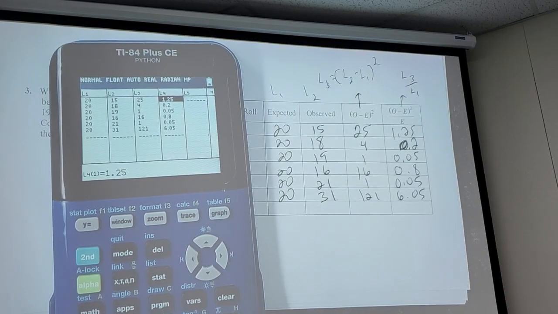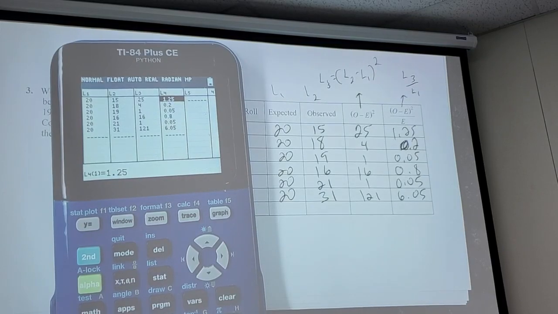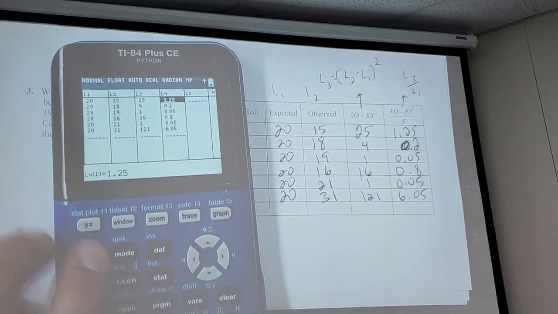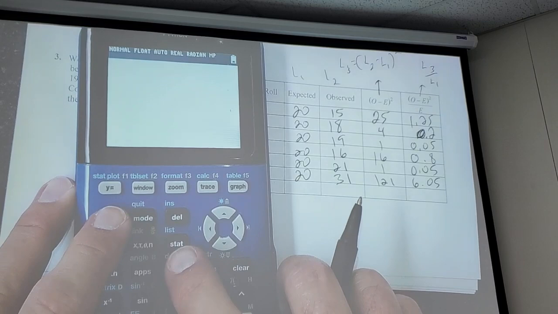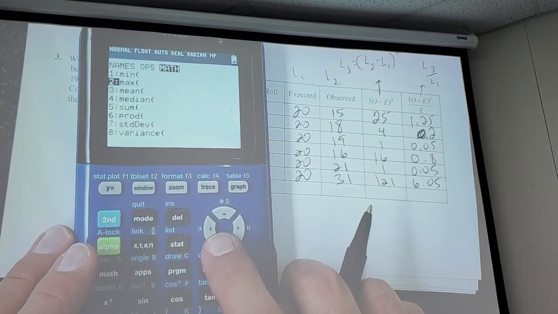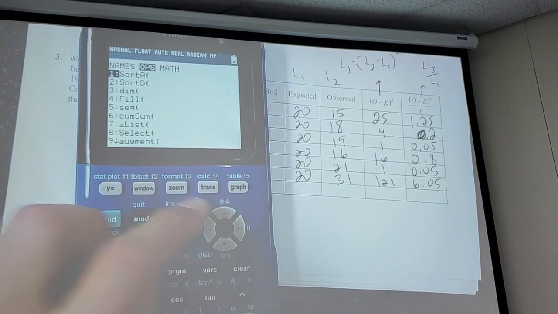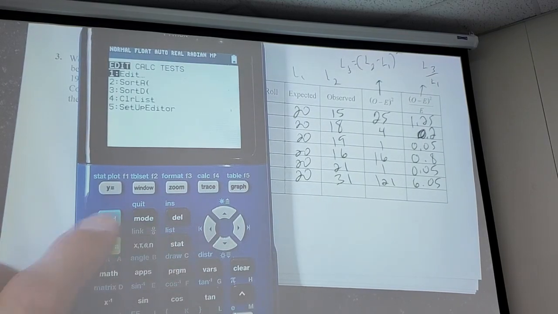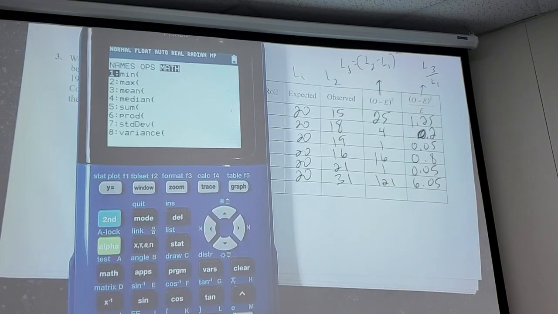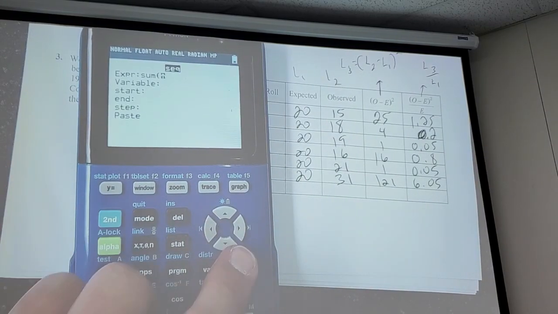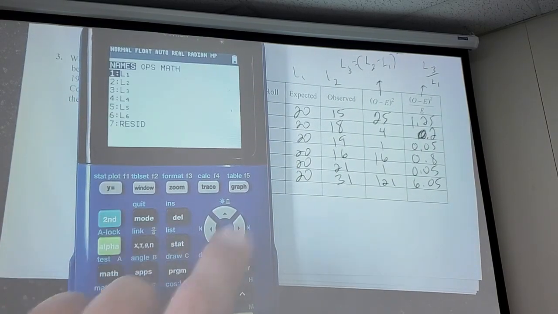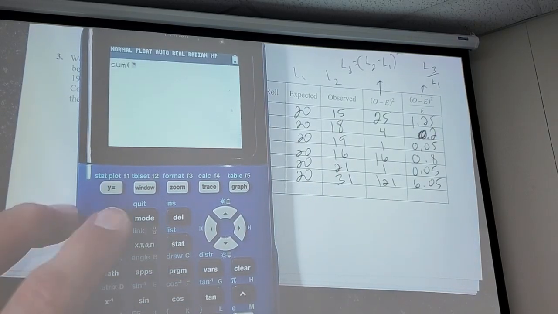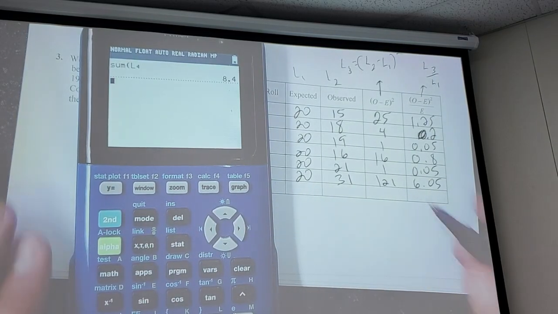All right, and then if you want to, you can do the same thing we did before. You can go to list, math, sum. List, math, sum, there we go, L4. So it adds up to be 8.4.